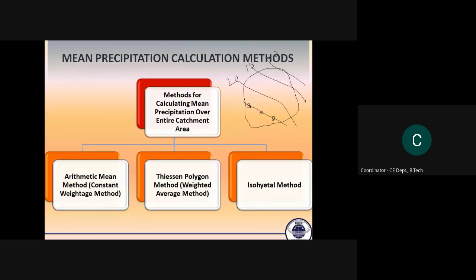So we have to use these data now. In this method, we have to use these isohyetal values. These are basically what? Precipitation values. The line joining the same amount of precipitation is known as an isohyet, and the method that we are using is known as the isohyetal method. So this is the main funda.